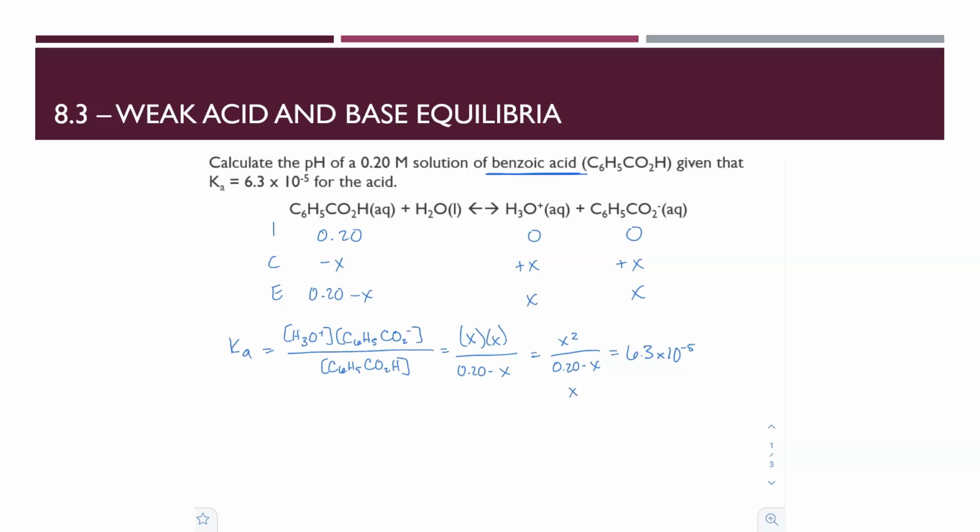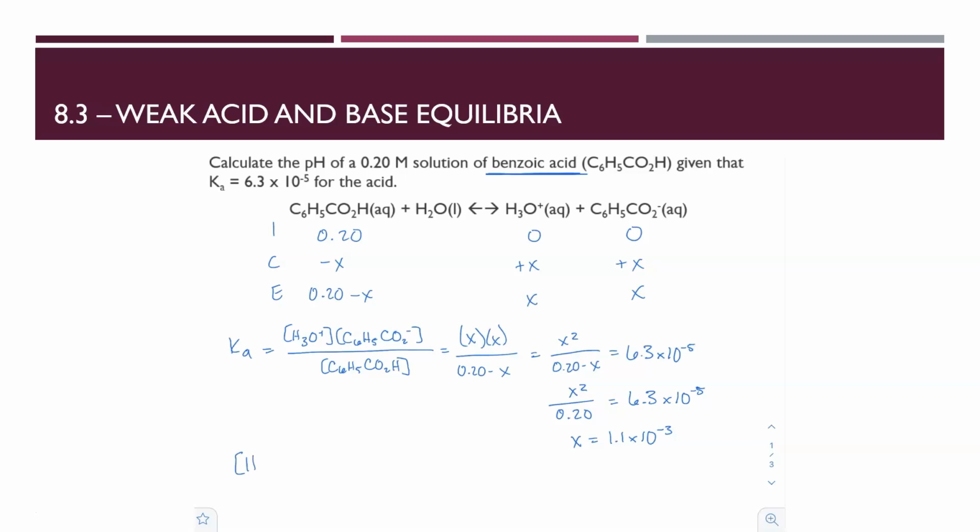So we can simplify this to say X squared over 0.2 equals 6.3 times 10 to the negative fifth. So we're saying that that is a negligible change in the concentration. If you don't feel comfortable doing that, you can always work it out using the quadratic. But using our assumption, that gets us an X value of 1.1 times 10 to the negative 3. And that is our hydrogen ion concentration.